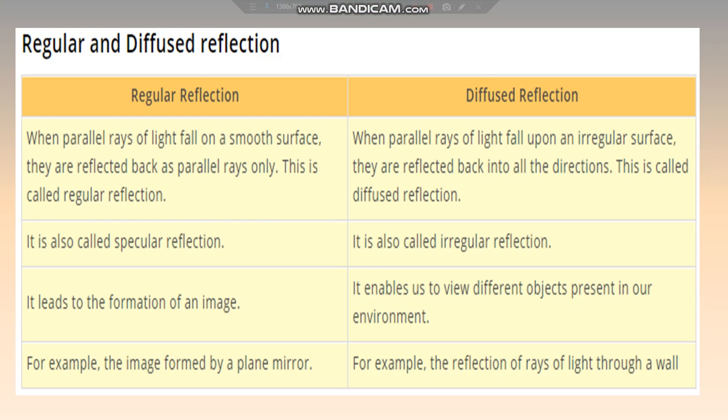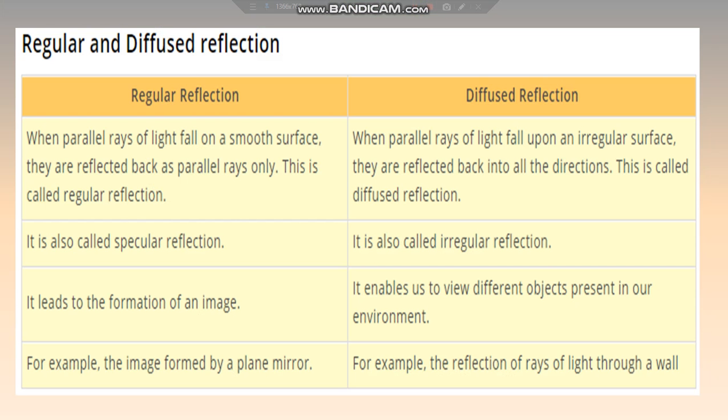So let us have a quick comparison between regular and diffused reflection. In regular reflection, when parallel rays of light fall on a smooth surface, they are reflected back as parallel rays only. Whereas in diffused reflection, when parallel rays of light fall upon an irregular surface, they are reflected back in all directions. This is called diffused reflection.